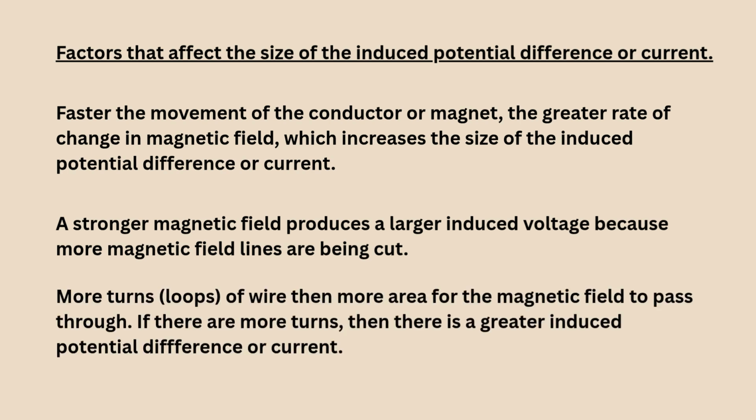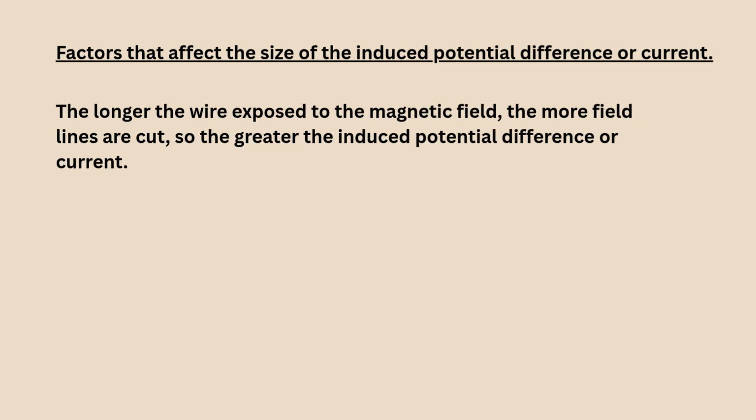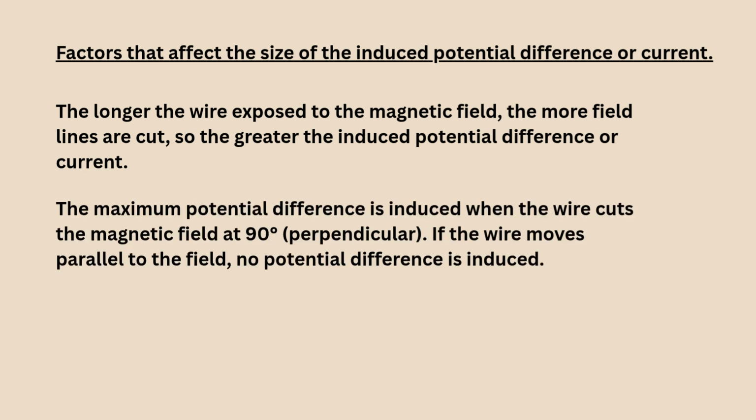And the more turns or loops of wire, then the more area for the magnetic field to pass through, and if there are more turns, then there is a greater induced potential difference or current. The longer the wire exposed to the magnetic field, the more field lines are cut, so the greater the induced potential difference or current, and the maximum potential difference is induced when the wire cuts the magnetic field at 90 degrees, so it's perpendicular. If the wire moves parallel to the field, no potential difference is induced.